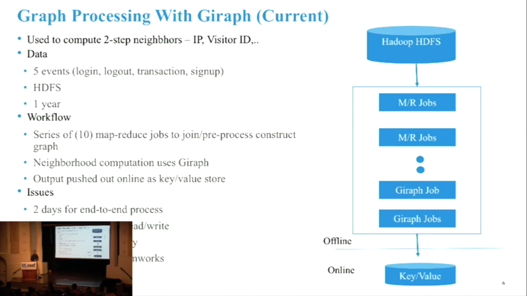What we wanted to compute is actually a two-step neighbor. So, for example, let's say I am connected to someone else, and that someone is connected to some other person. So you want to compute the two-step neighbors. Basically, Giraffe provides a facility to compute n-step neighbors.